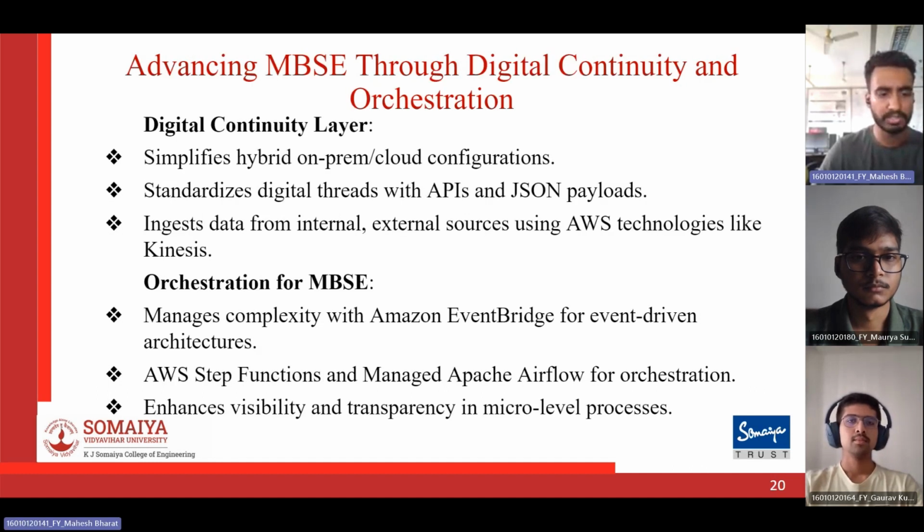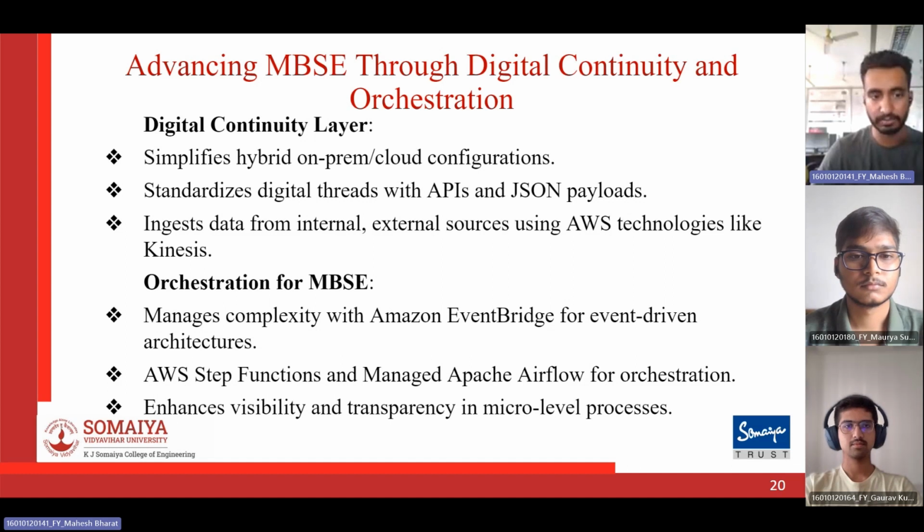Going beyond traditional MBSE and into innovations that AWS has brought in specifically, we'll first talk about the digital continuity layer. This layer standardizes digital threads using APIs and JSON payloads, ensuring seamless integration between diverse software and environments. Data ingestion from various sources, both internal and external, is facilitated through AWS services like Kinesis, enabling continuous flow of data into the MBSE system.